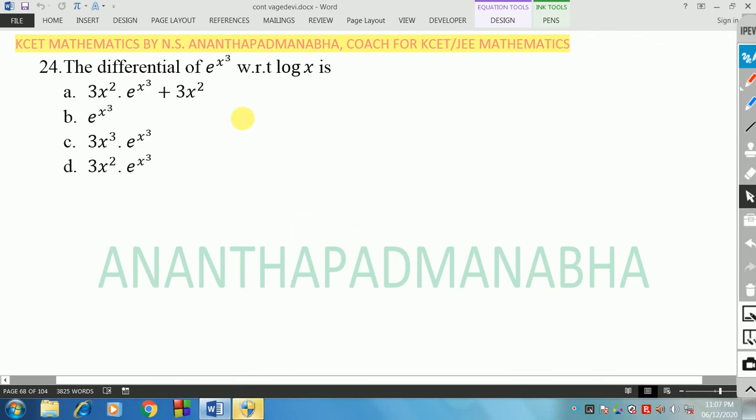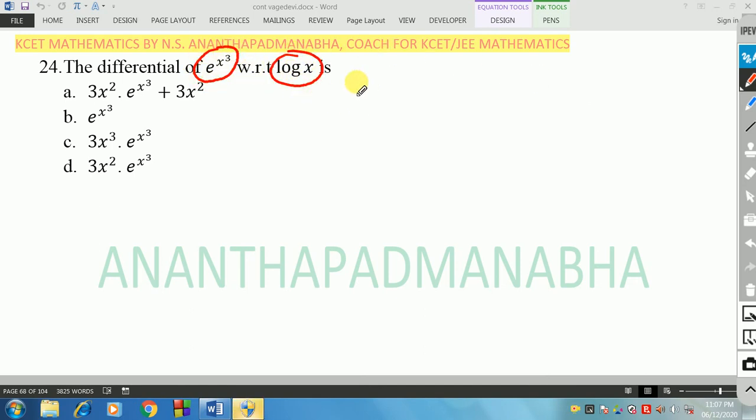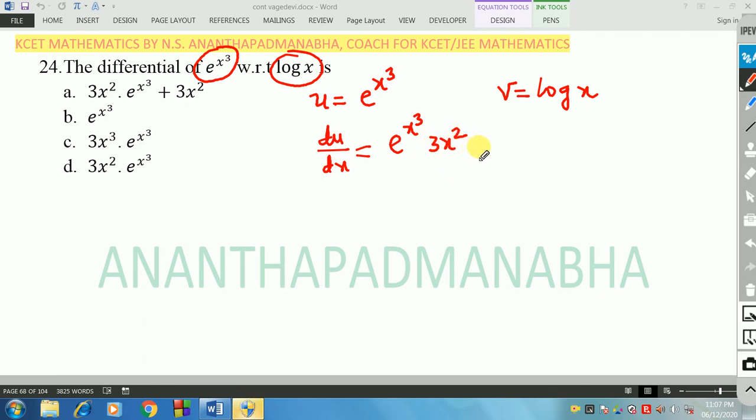Next, the differential coefficient of e to the power of x cube with respect to log x, that is the derivative of one function with respect to another function. So as usual, we will take u is equal to e to the power of x cube and v is equal to log x. So du by dx is e to the power of something into the derivative of something, that is d by dx of x cube, which is 3x square.